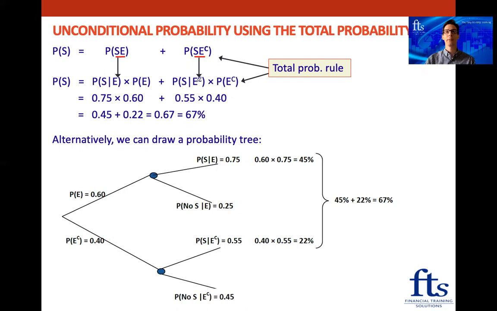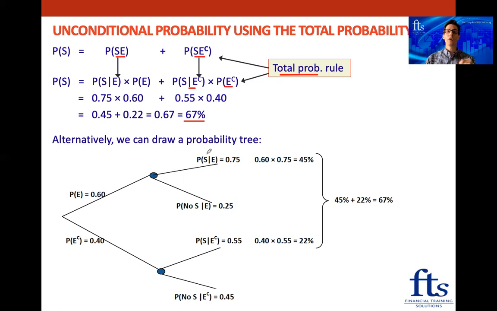And then we're going to do the same on this side. We're going to break it down. So it's going to be the probability the sales increase given that the economy is not in expansion, multiplied by the probability that the economy is not in expansion. Right, so that is all the hard work done, and that's our total probability rule there. Now we can just plug in the numbers from the slide before, and we'll see that it comes out at 67%.